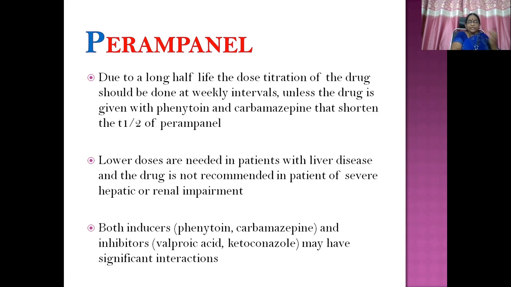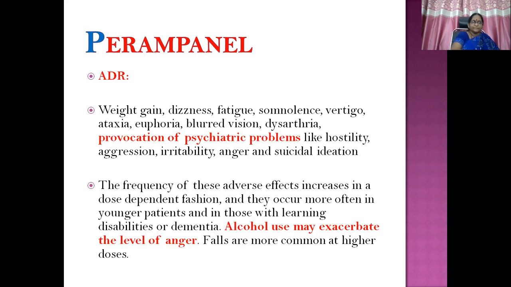Lower doses are needed in patients with liver disease, and the drug is not recommended in severe hepatic or renal impairment. Both inducers, that is phenytoin and carbamazepine, and inhibitors, valproic acid and ketoconazole, may have significant drug interactions with the perampanel molecule. So P4 here is provocation of psychiatric problems. Perampanel, P4, psychiatric problems. Along with that, all the other side effects are similar, along with blurred vision.